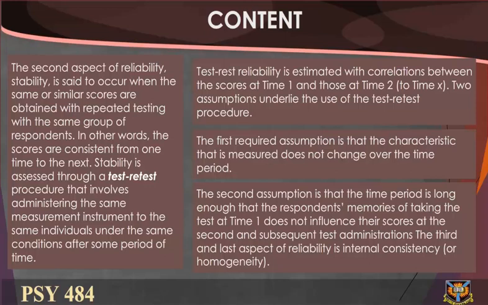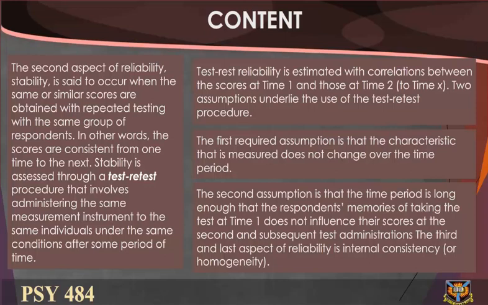Two assumptions underlie the use of the test-retest procedure. The first required assumption is that the characteristic that is measured does not change over the time period. The second assumption is that the time period is long enough that the respondents' memories of taking the test at time 1 do not influence their scores at the second and subsequent test administrations.